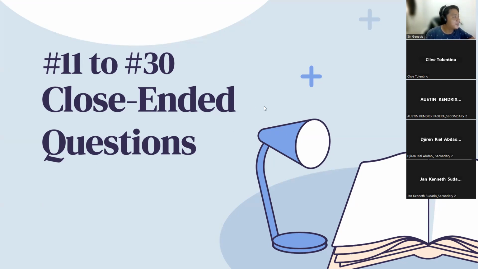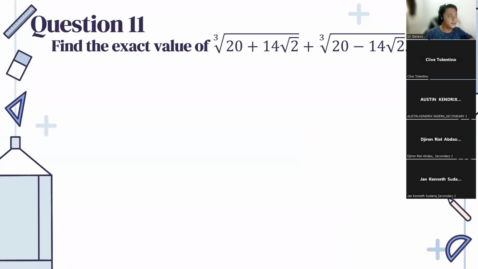Okay. So let's proceed to the close-ended, I think. Yeah. Anyways, number 11 to 30. Number 11. Find the exact value of cube root of 20 plus 14 square root of 2 plus cube root of 20 minus 14 square root of 2.